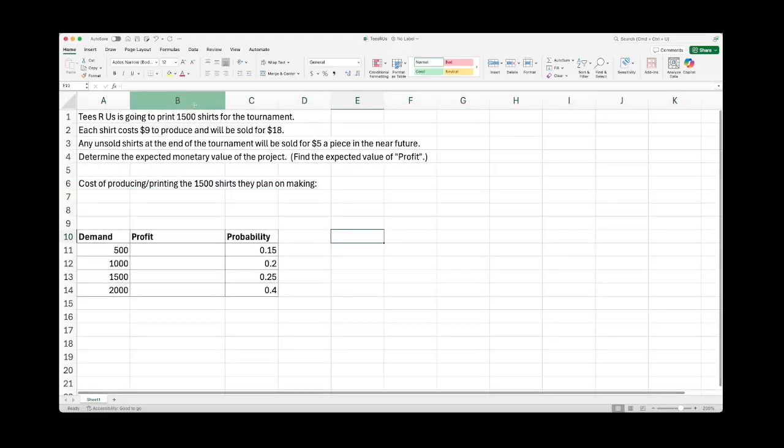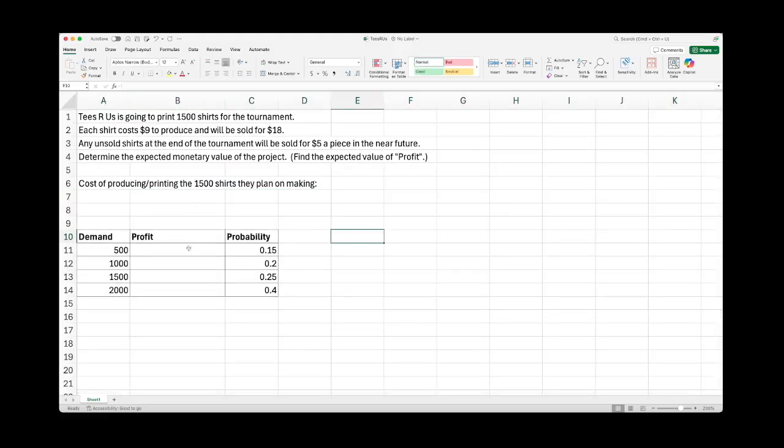So we have this summary of the problem here, and to find the expected value, we really want to know the profit in each demand scenario. And once we have the profits, we have the probabilities of those, and we can use those two columns to find our expected value. But to do that, we first have to figure out the profit in each case. So let's start in this situation where the demand is 500 shirts.